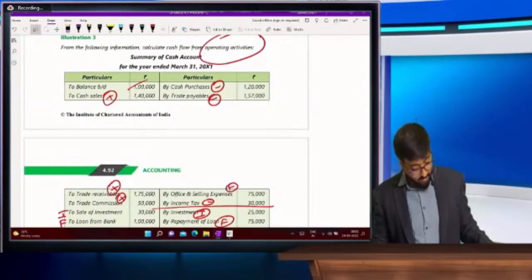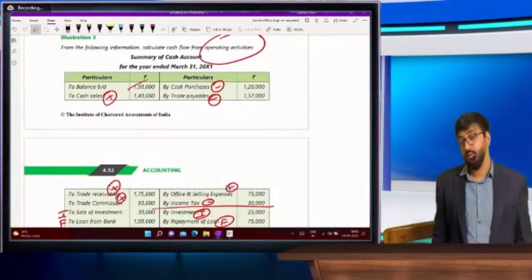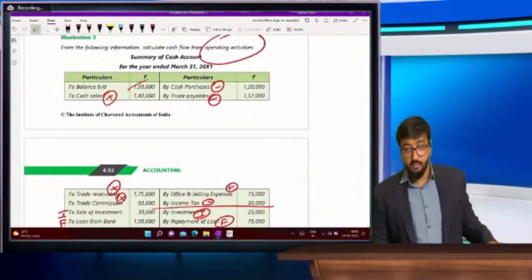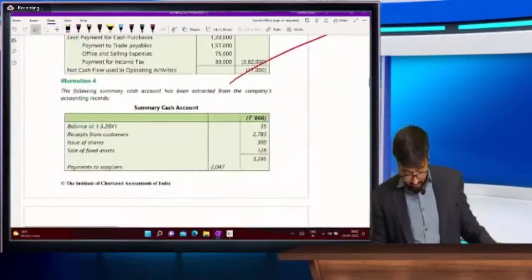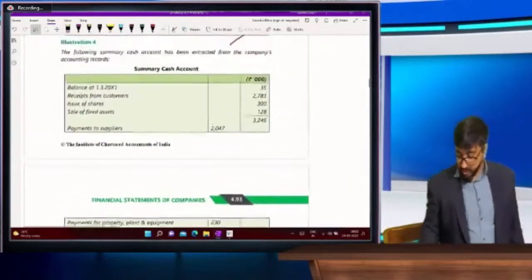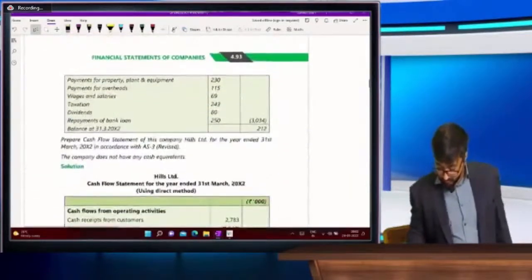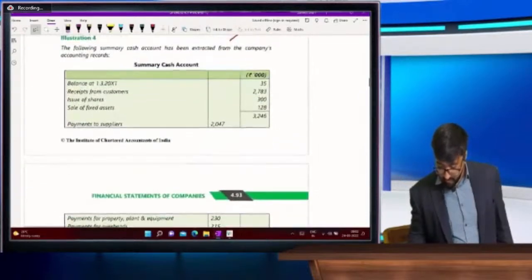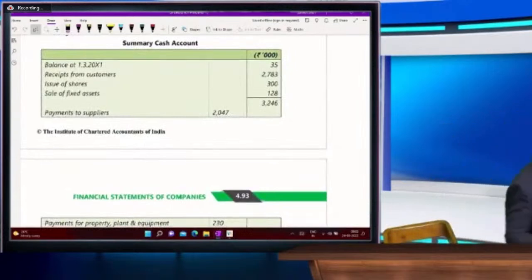Illustration 3, very easy question. Yes, very easy question. Illustration number 3. And now you only tell me about illustration number 4. Chalo, illustration 4 bol dijiye fatafat. It's again very easy question. Whenever cash book is given in question, you have only one method, that is direct method.